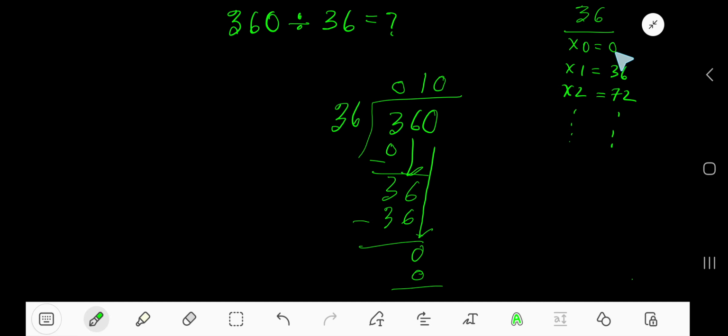0 times 36 is 0. So as our remainder is 0, we are done. So 0, 1, 0, that is 10, is our quotient or answer.